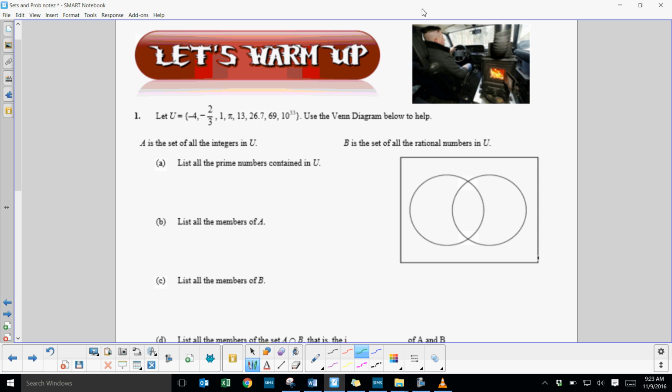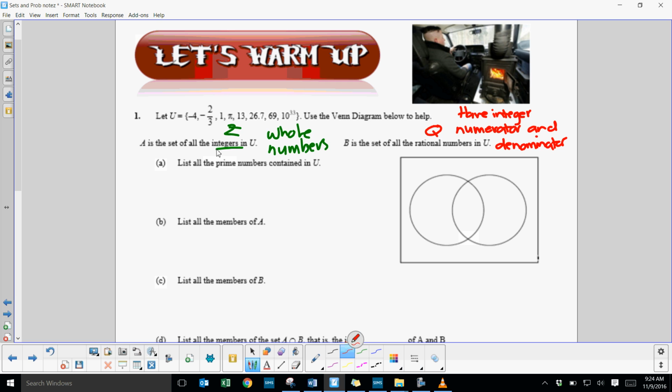So remember, integers, Z, they're whole numbers, in case you forgot. The set of integers is Z, whole numbers. B is a set of all rational numbers in U. So remember, rational numbers are Q. It can be expressed as a fraction with integer numerator and denominator. It's a bit hard to write that all in there, so I'll just do a quick summary.